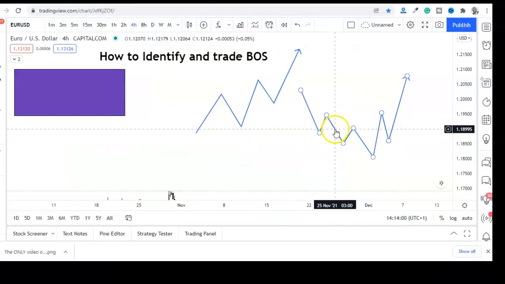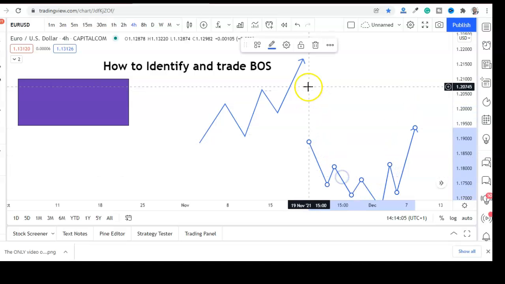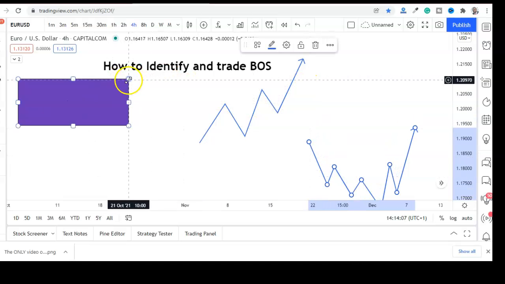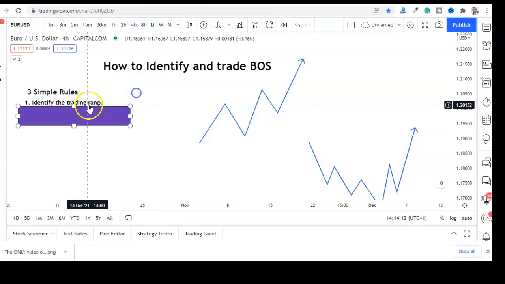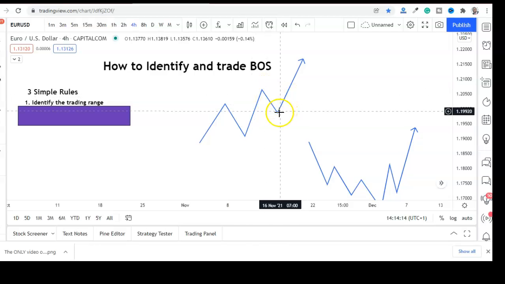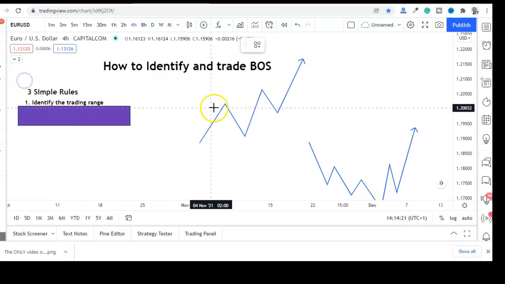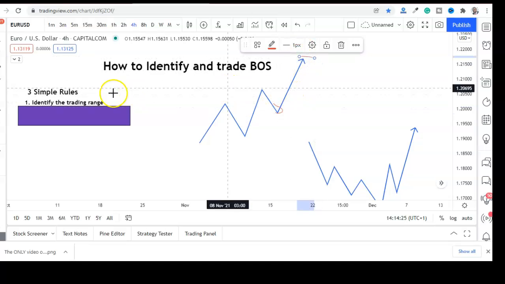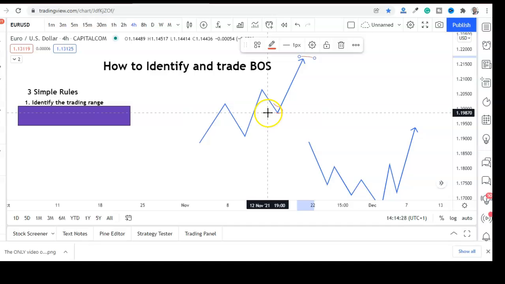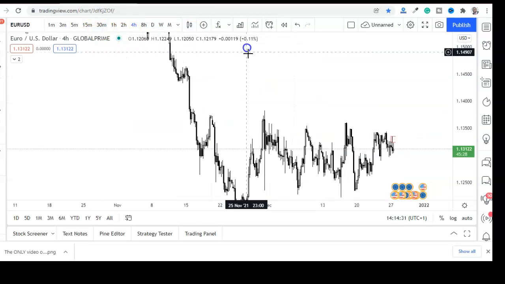So now that you know what constitutes a valid break of structure, all we need to do is to follow these three rules. Identify the range, the range that broke the structure. In this case, this range from here to here, that is our trading range that we're interested in. Let's see if we can get something on the chart.